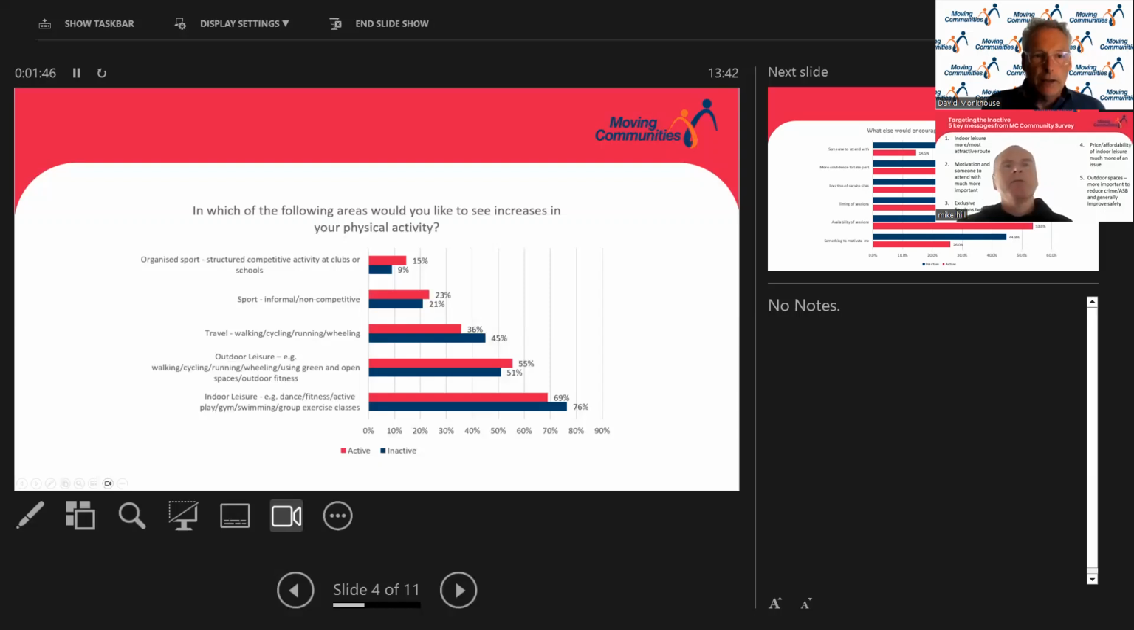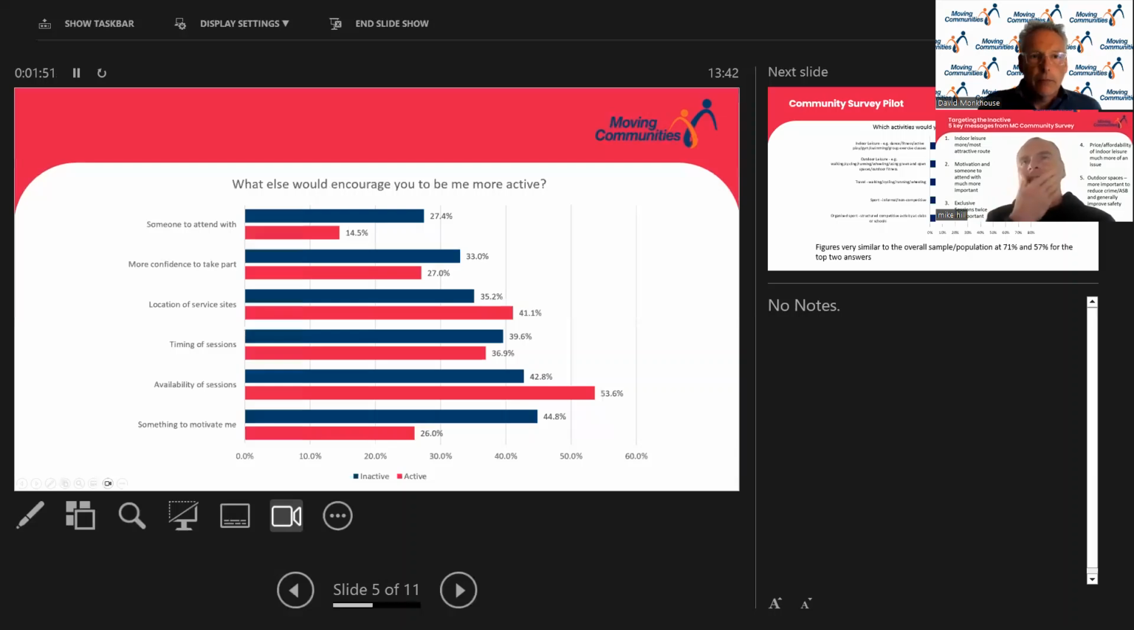Okay. So what else? You said there were 2 things. What's the second? Yeah. And what you're just talking about there about groups and motivation feeds in nicely to this second slide that I want to focus on. So again, blue columns are inactive, red columns are active. And look at this one down the bottom here. Something to motivate me is almost twice as important to the inactive than it is to the active. Right. So again, perhaps we know this already, that someone who's active doesn't need quite so much motivation, but it's almost twice as important to the inactive.